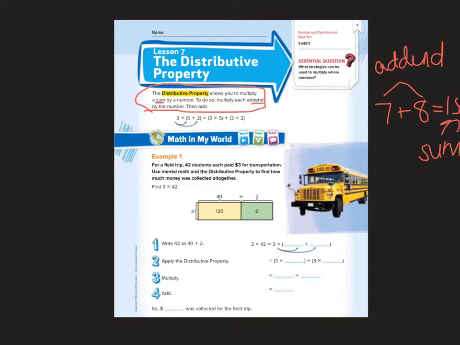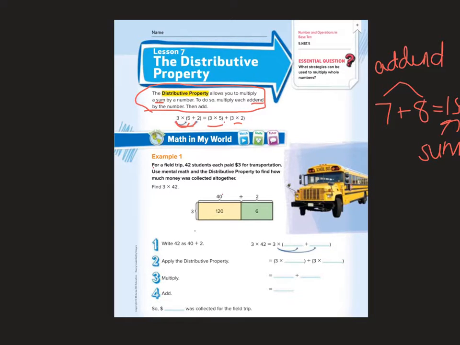Okay, so I'm going to distribute the 3. I'm going to do 3 times 5 plus 3 times 2 right there. All right, so we're going to use kind of the area model again. So let's do our first example. For a field trip, 42 students each paid $3 for transportation. Use mental math and the distributive property to find how much money was collected altogether.